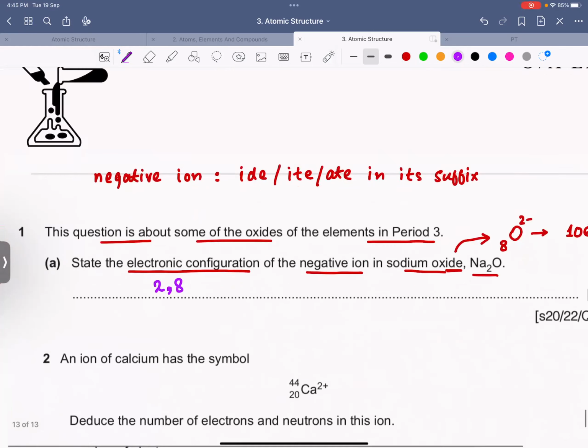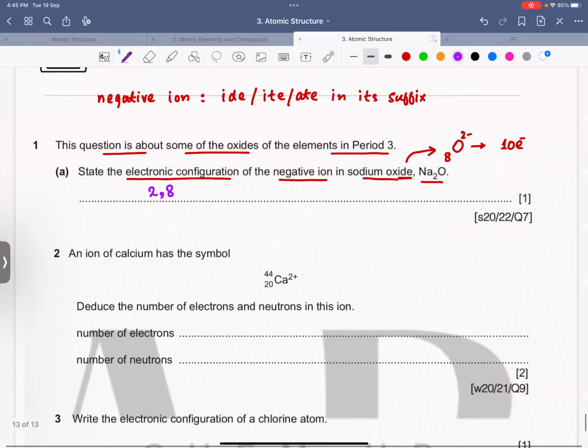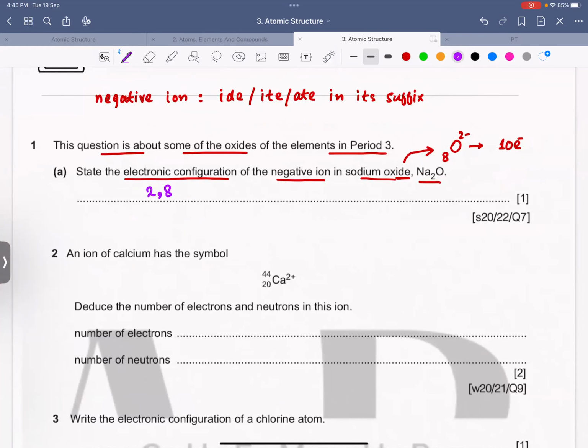Yes. Okay. Now, who is going to tell me quickly the number of electrons and number of neutrons? Electrons are 18. Very good. And neutrons are 24. Neutrons are 24. 44 minus 20, 24, right? Yes. Good.